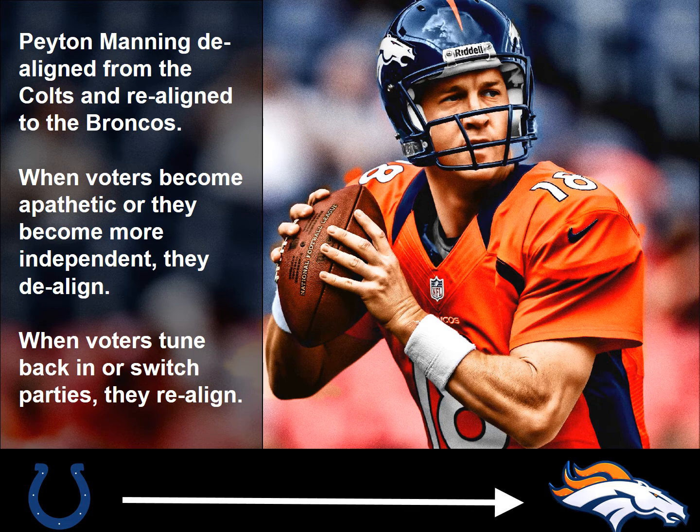When voters become apathetic or more independent, they de-align with parties. But when they tune back in or switch parties, they realign. Now, party realignment is very rare, but in some cases, a major party can disappear completely. But what usually happens is that support shifts between two existing parties, say Republicans to Democrats or Democrats to Republicans.